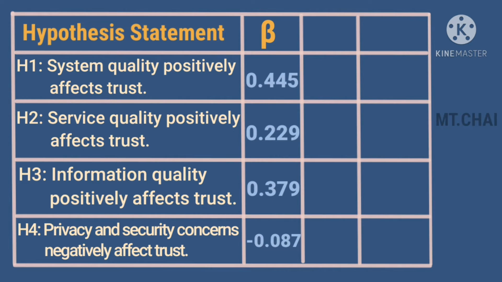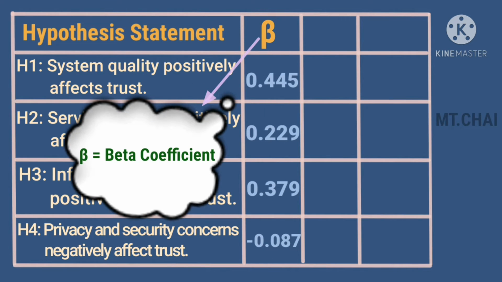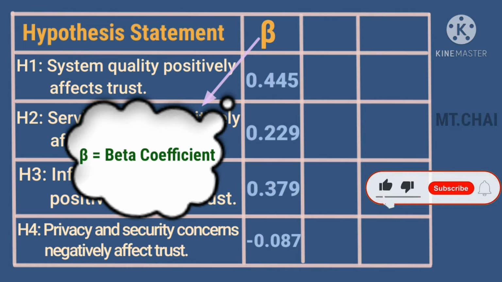What is a beta coefficient? Beta coefficient is known as standardized regression coefficients. Beta coefficient refers to the degree of change in the dependent variable for every one unit change in the independent variable. The beta coefficients can be positive or negative.